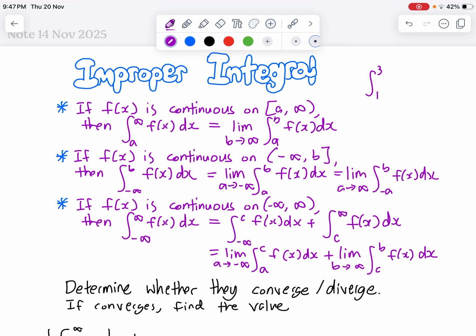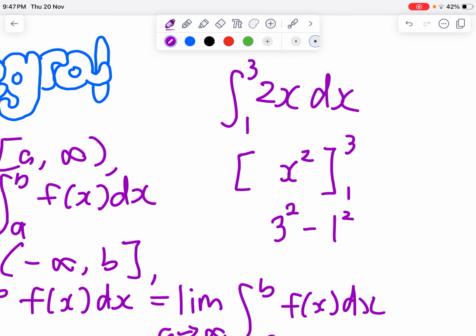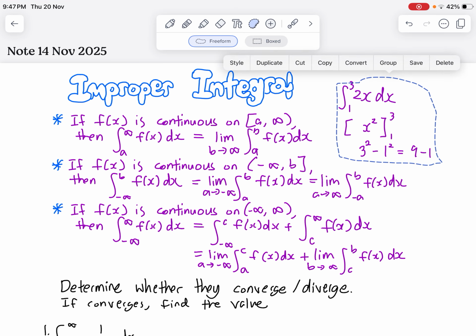So for example, if I have the integral from 1 to 3 of 2x dx, what we often do is first figure out what the integral of 2x is, which is just x squared. Then we input the bounds, so we plug in the upper bound and subtract the lower bound. And then we get an answer, in this case 9 minus 1, and that's a definite integral.